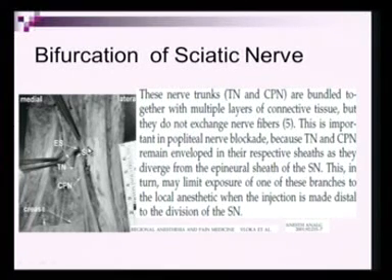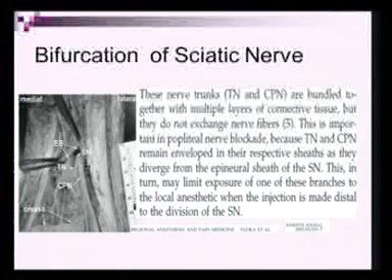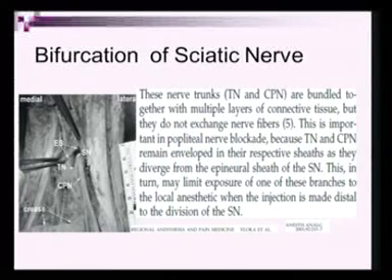And this is the cadaveric dissection showing the bifurcation of the nerve. It usually occurs in the thigh at the junction of the upper 2/3 and the lower 1/3, and the distance has been found to vary, that is 80 to 100 millimeters.